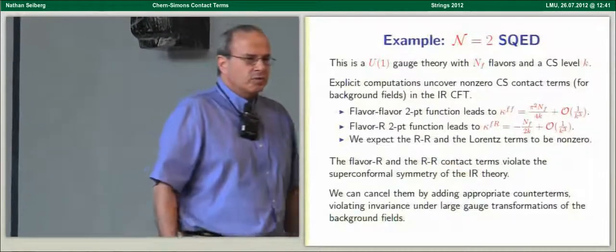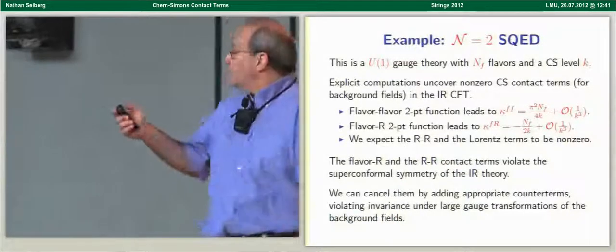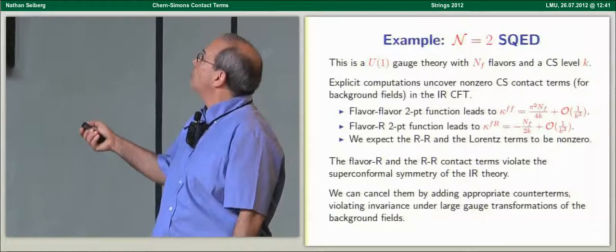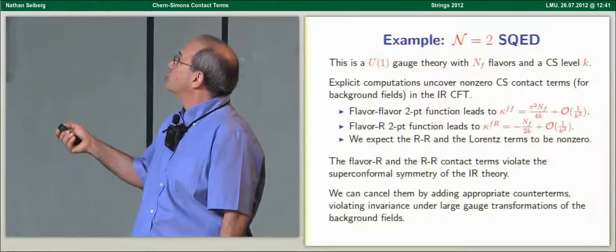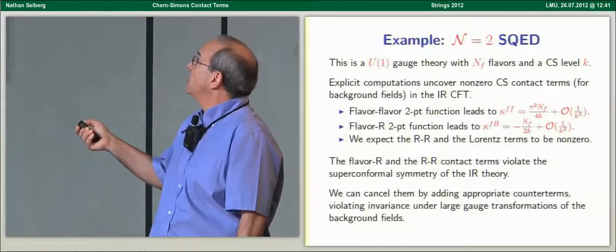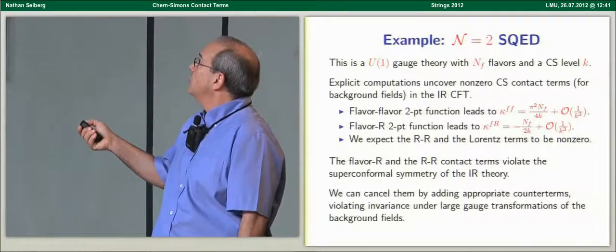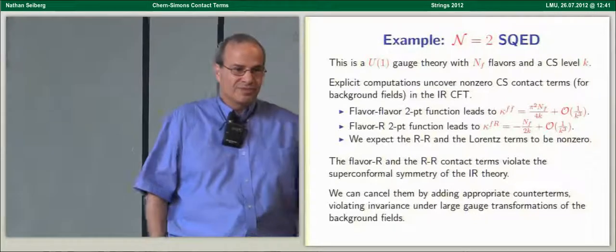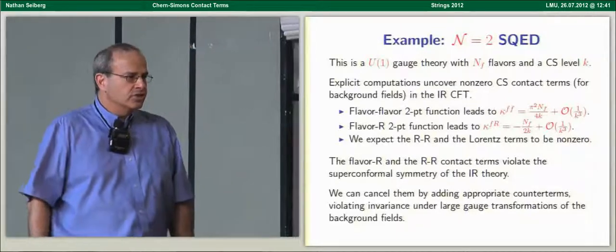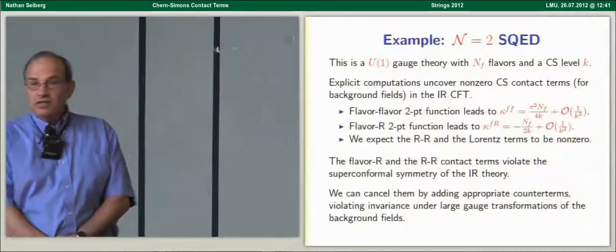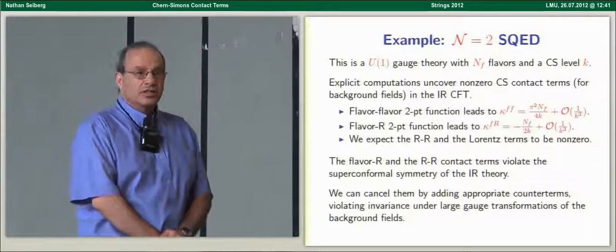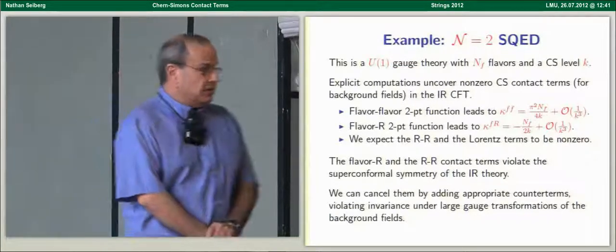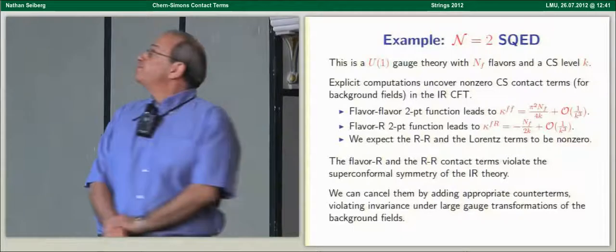And this is a straightforward but somewhat tedious computation. The 1 over K term is a 2-loop graph. In fact, there are various tricks to do it in 1 loop, but I will not discuss them. And then there are higher order corrections. The important thing to emphasize here is that these numbers are fractions. The contact terms are fractions, so we really find a physical observable. This is not something that can be removed by adding a counterterm.